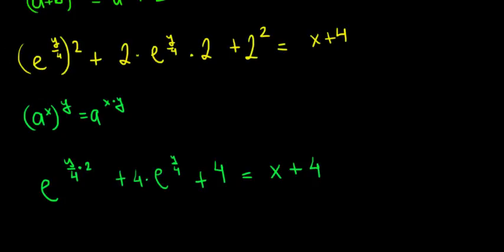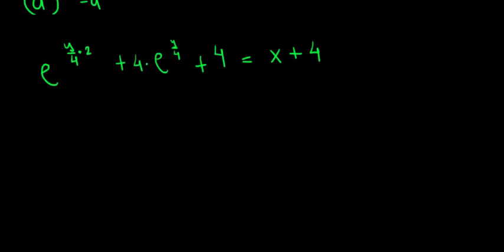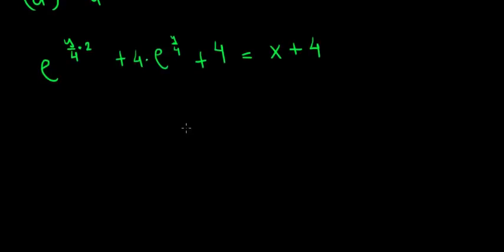Alright, we're getting closer. Now look, we have an equation and we have plus 4 on both sides, which means we can cancel them out. So 4 and 4 go away. And then here we have y over 4 times 2. Well, 4 and 2 cancel out: this is just 1, this is just 2. So we have e to the power y over 2 plus 4 times e to the power y over 4 equals 2x. And that's it.